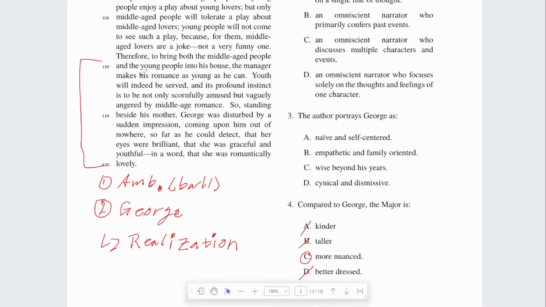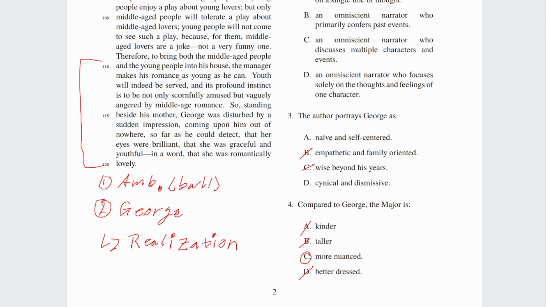Especially this one. The author portrays George as what? Again, this isn't something that we really need to refer back to the passage for. Empathetic and family-oriented, well, I don't think so. He says that he doesn't understand his mother, right? It doesn't seem like he has a lot of understanding, and it doesn't seem like he has particular care for his family. It sounds like he's very sort of self-centered. Wise beyond his years, he seems like a typical 19-year-old. It sounds like he's sort of in line with this last paragraph where the author says that youth don't really appreciate middle-aged love.